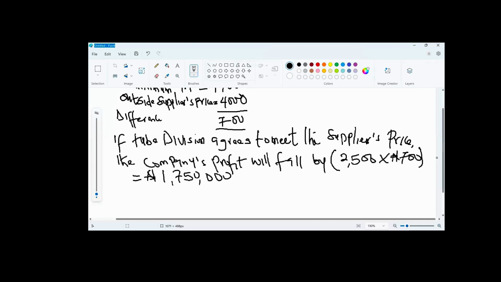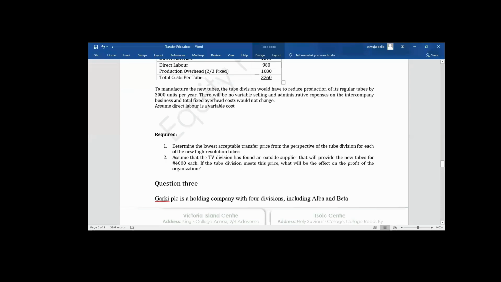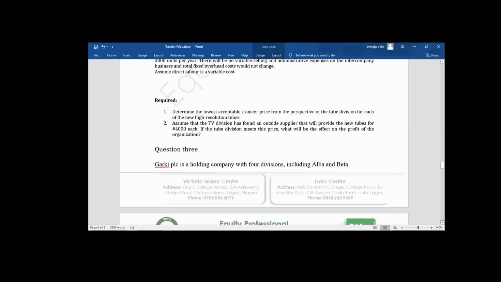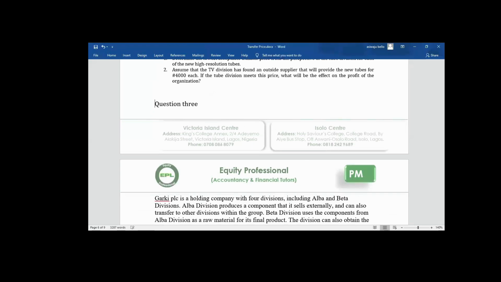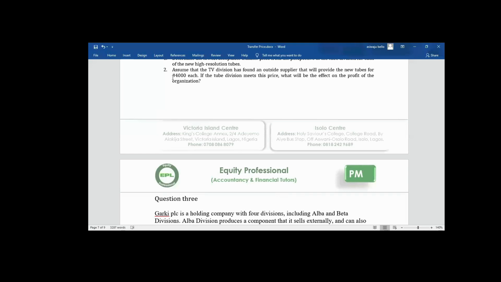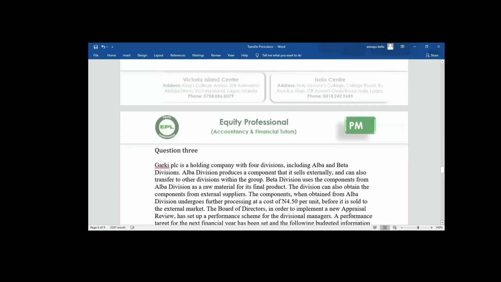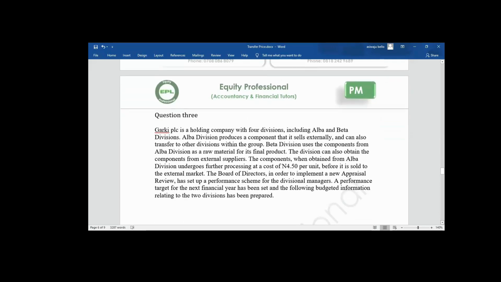Question number 3. I will read question number 3 to make it faster and deal with this in 30 minutes and go out. Question 3. Please listen to the question. It is very important that as you are reading a question in the exam, you also follow the question. That is, you are mindful of the question you are reading.